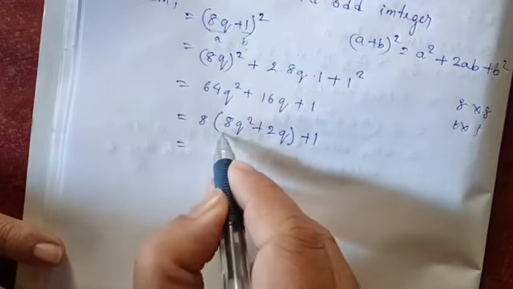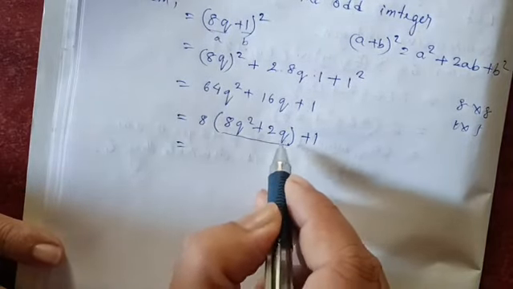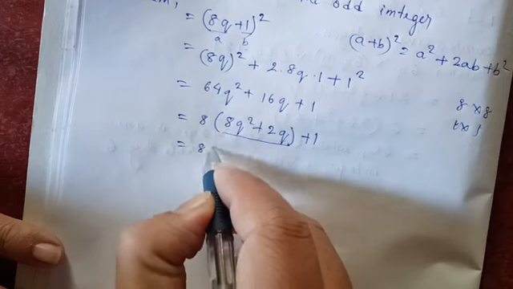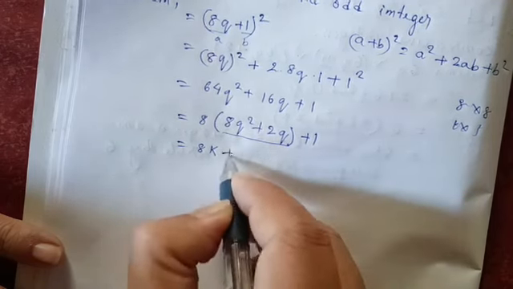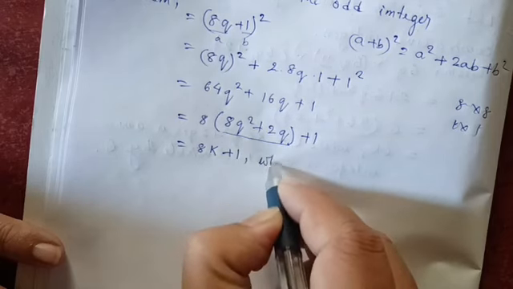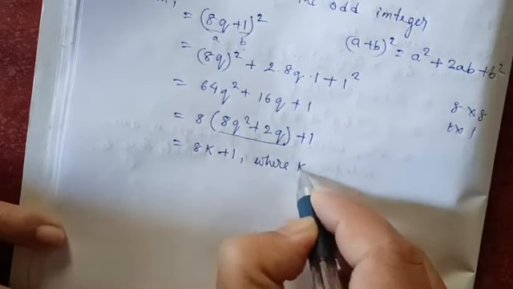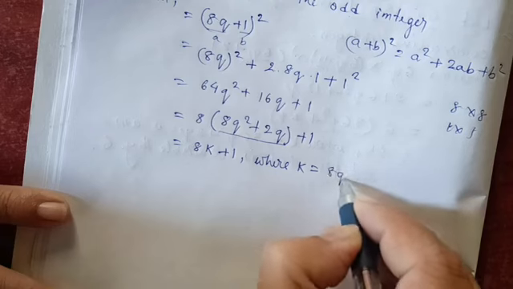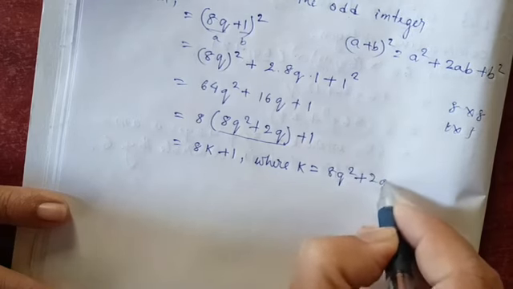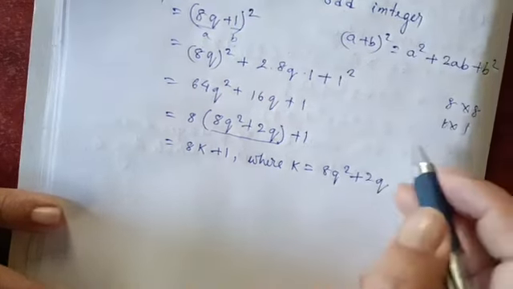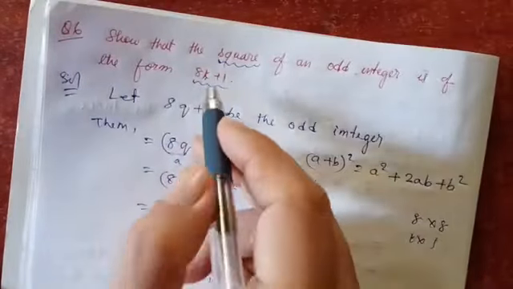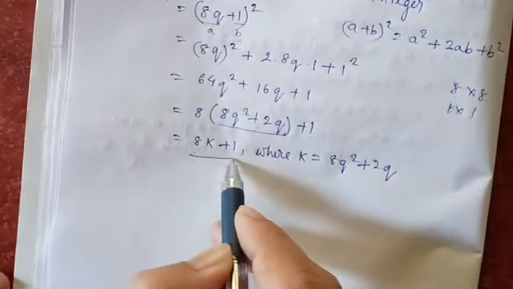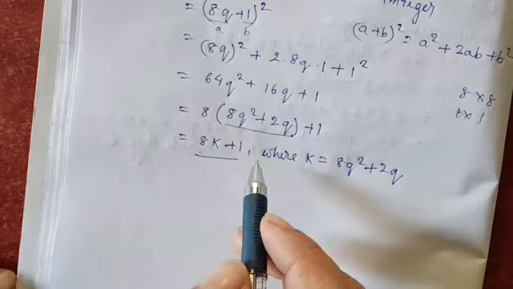Okay. All these values which are inside the bracket, we should always replace with k. Alright. Then plus 1 is still remaining. You can show where k equal to q square q. Okay. So now we get the question. The question says that we should get 8k plus 1. So we get 8k plus 1.